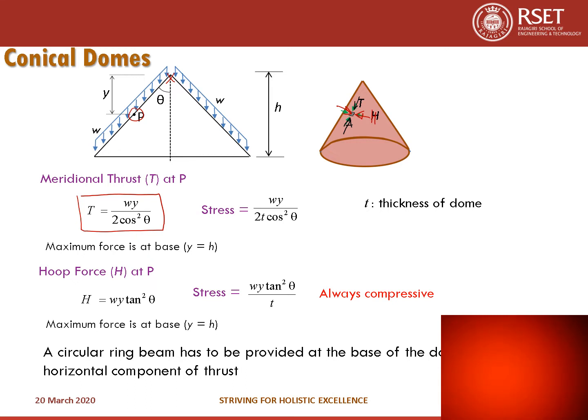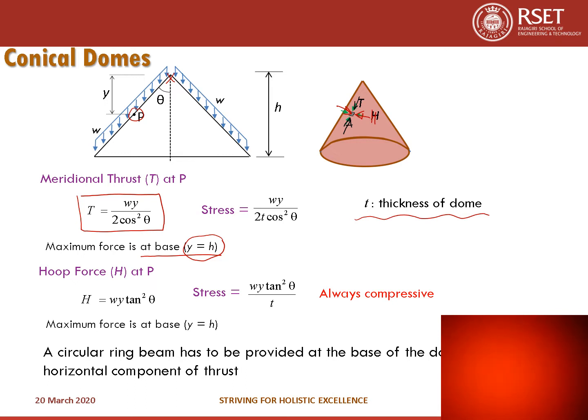And if you want to find the stress, you just divide by the thickness of the dome. So Wy by 2t cos square theta, where t is the thickness of the dome. We usually provide the thickness as minimum 75 mm for domes. Now when is the meridional thrust maximum? The maximum force will be when y is maximum. Here theta is a constant. So when y is maximum, at the base of the cone, that means at y is equal to h, where h is the height of the cone, the maximum meridional thrust occurs.